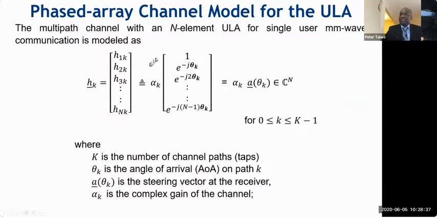So the multipath channel with N elements ULA for single user millimeter wave communication is modeled as follows. This is modeled for k ranging from 0 to K minus 1, where K is the number of channel taps. We should note that on each tap we have different steering angles. Each of the paths coming to the receiver or transmitted from the transmitter actually has its own angle, the angle of arrival or the angle of departure, depending on whether we are considering transmit or receive. So also we should note the complex gain of the channel.